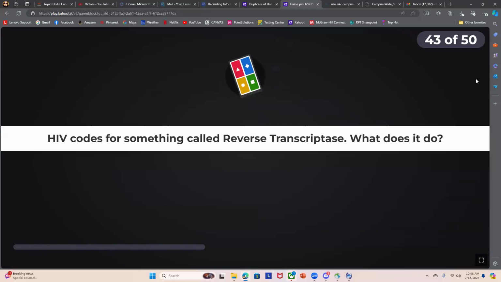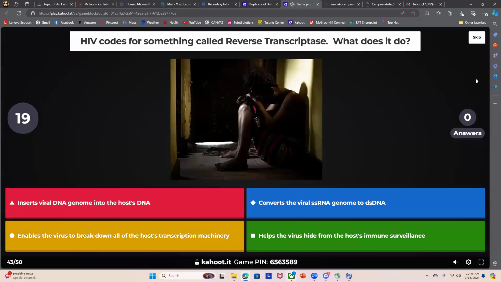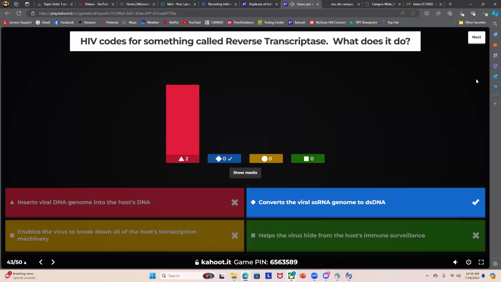All right, HIV codes for something called reverse transcriptase. What does that do? Right, so reverse transcriptase. Think about it this way. When we learn about DNA and RNA and protein, we learn DNA to DNA. If we're making copies of cells, we make DNA copies. That's going to be replication.